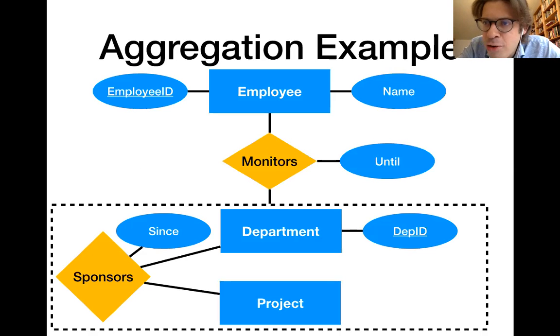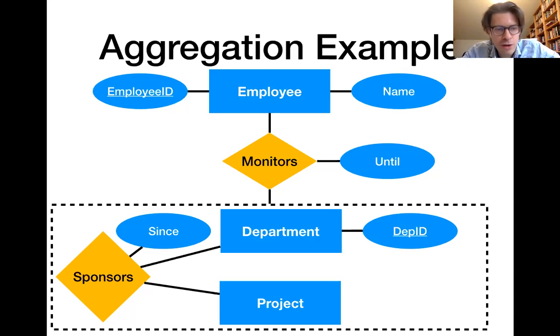Here, for instance, we could have a situation in which we have departments associated with a department ID, which sponsor projects, and this sponsoring relationship is associated with a since attribute, meaning this is the point in time at which the sponsoring started. And then we have employees that monitor this sponsoring relationship, making sure that everything is accounted for properly, for instance. So this is why we have this aggregation relationship.